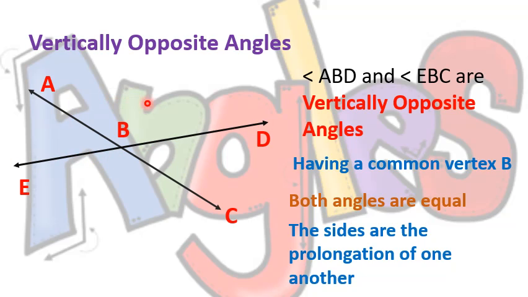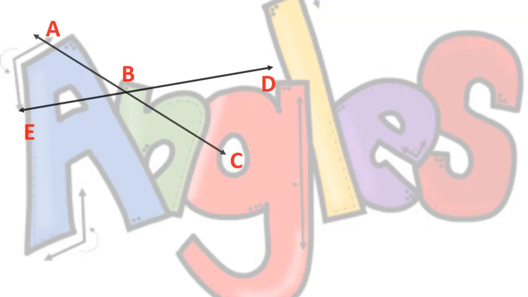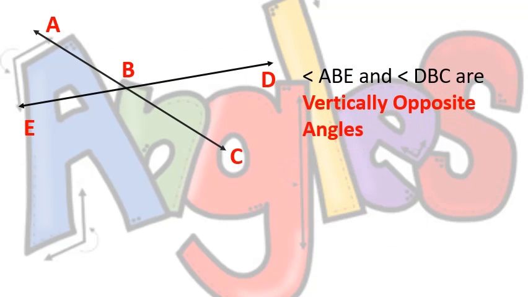Again, angles ABD and EBC, both of them are vertically opposite angles. They have a common vertex. Both of them are equal, and the sides are prolongation of one another. Again, this is the figure. Now, if I told you ABE and DBC are vertically opposite, let's see the angles. We have angle ABE and DBC. They are vertically opposite angles.